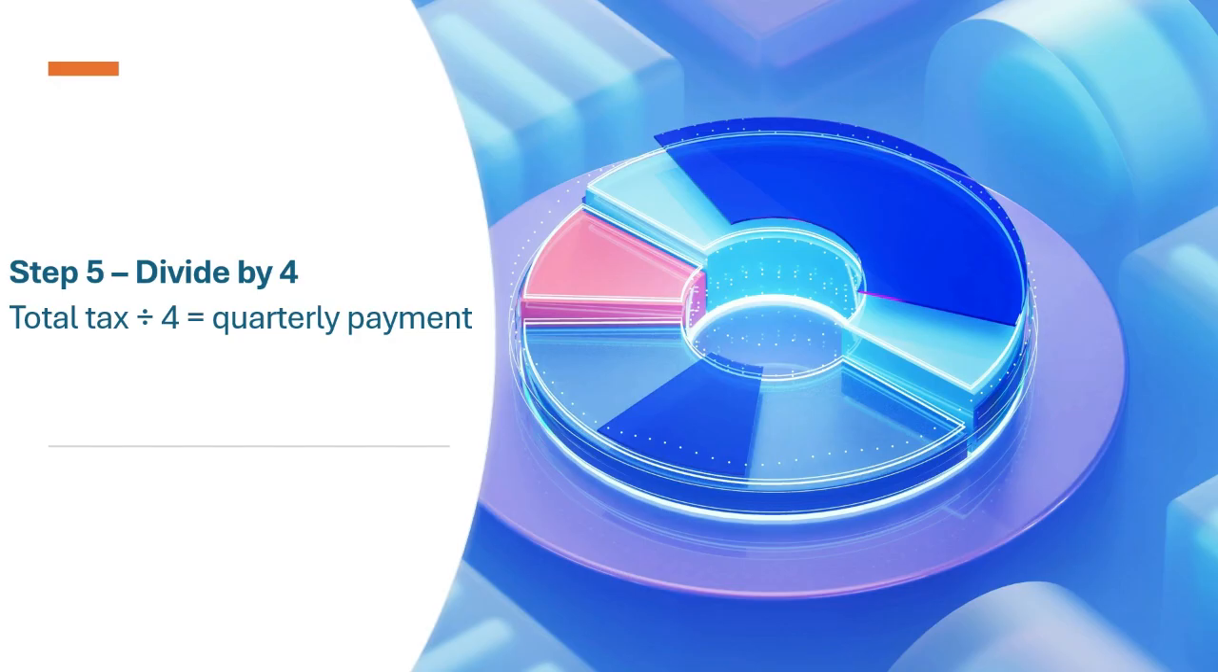And the last and final step, step five, is divide by 4. Add everything together and then divide it by 4. And that gives you your quarterly payment amounts.